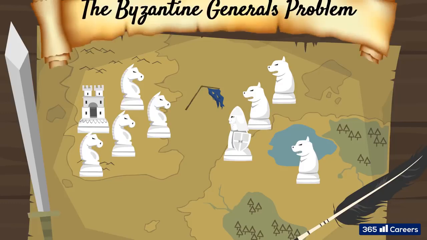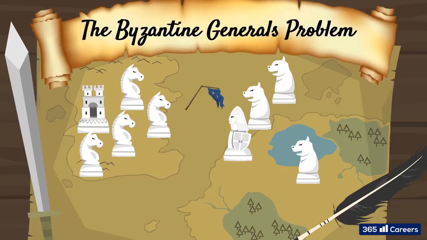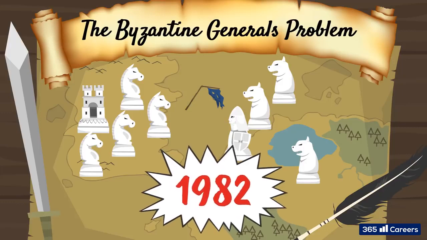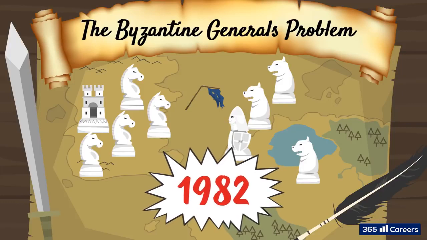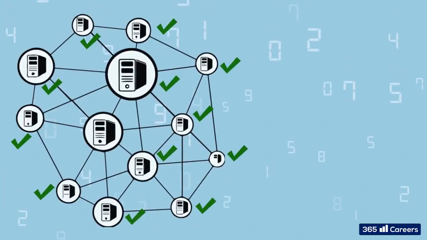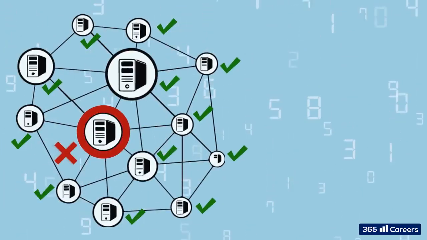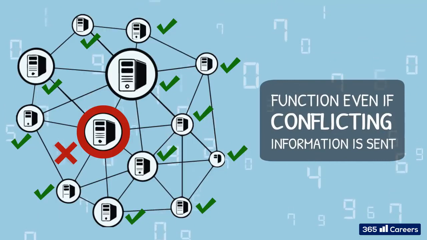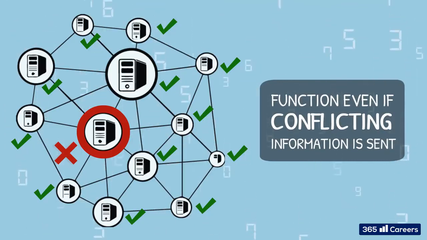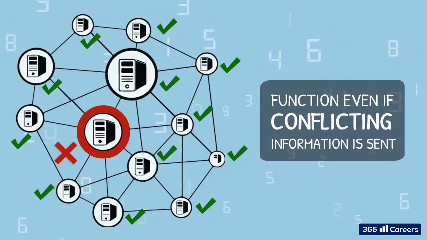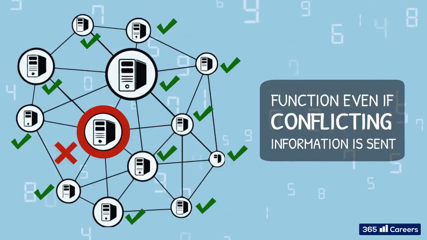The Byzantine Generals problem was first introduced in a computer science paper published in 1982. The problem discussed in the paper is that reliable computer systems must be able to function effectively in the presence of faulty components that may send conflicting information to different parts of the system. This issue is even more acute when we talk about decentralized computer networks.